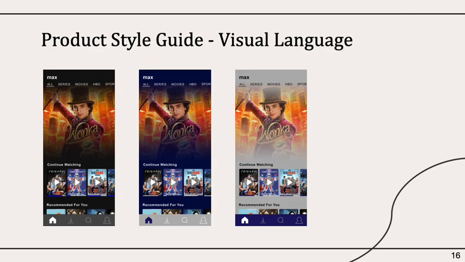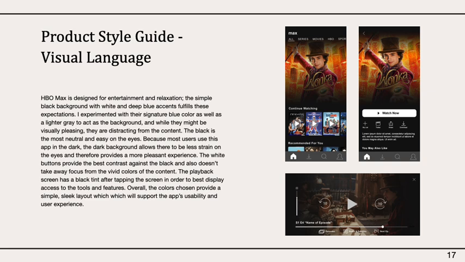Next we have our product style guide, visual language. These are my first 3 initial screens where I played with a dark background, the signature blue background, and also a grayscale background. And I eventually went with the dark background to really achieve the most simple and relaxed look for the interface. I really wanted the content to stand out on the black background, so using another color was not a smart choice in my opinion.